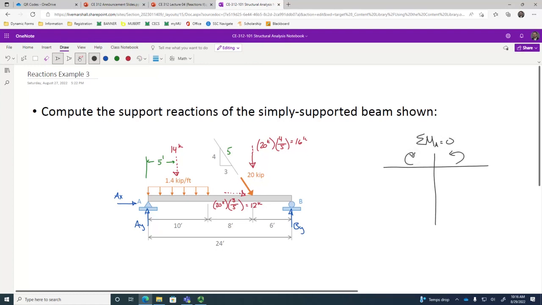All right. So let's just take care of this one step at a time. Do I need to consider AX? No. Do I need to consider AY? No. The 14 kips, do I consider that? On the left or right side of the table? It belongs on the left. And the moment arm is 5 feet. So 14 kips times 5 feet.